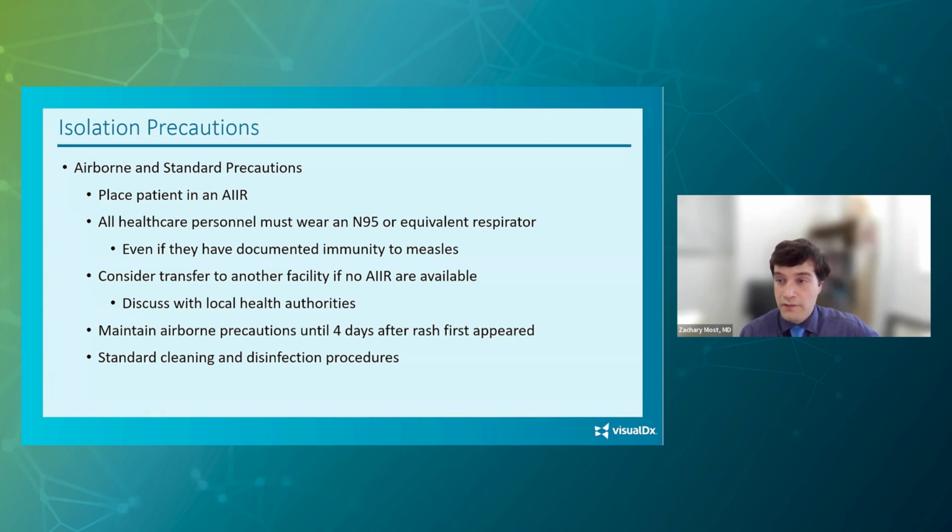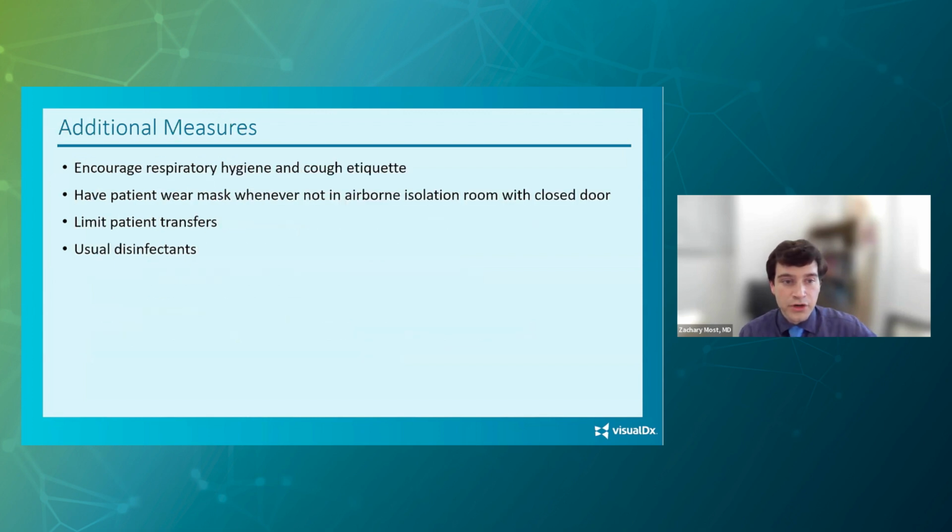Disinfection is important for measles, but it is susceptible to the normal disinfectants that would be used, like ordinary amines, alcohol, or bleach. Additionally, you want to encourage respiratory hygiene and cough etiquette. It seems simple, but even simple things can go a long way. Have the patient wear a mask whenever they're not in an airborne isolation room with a closed door, and try to limit patient transfers as much as possible.